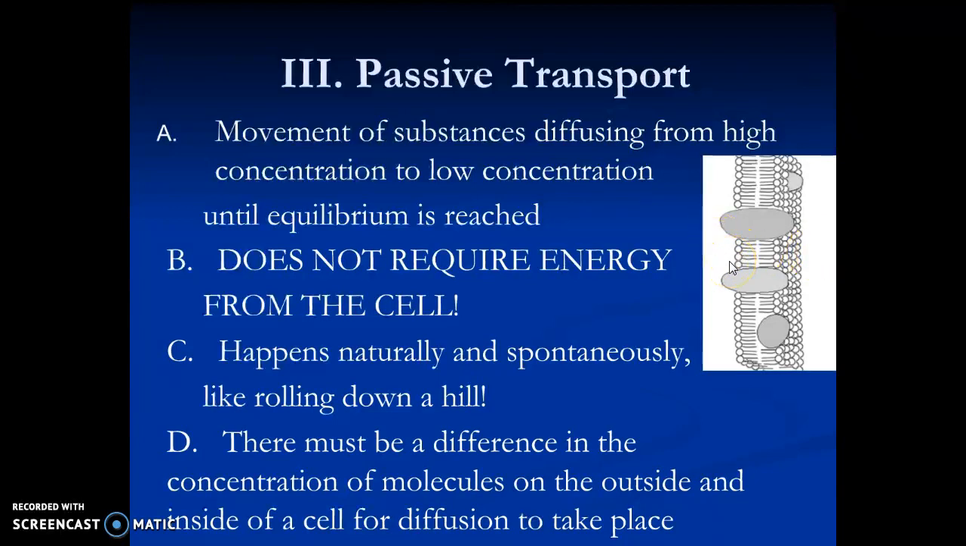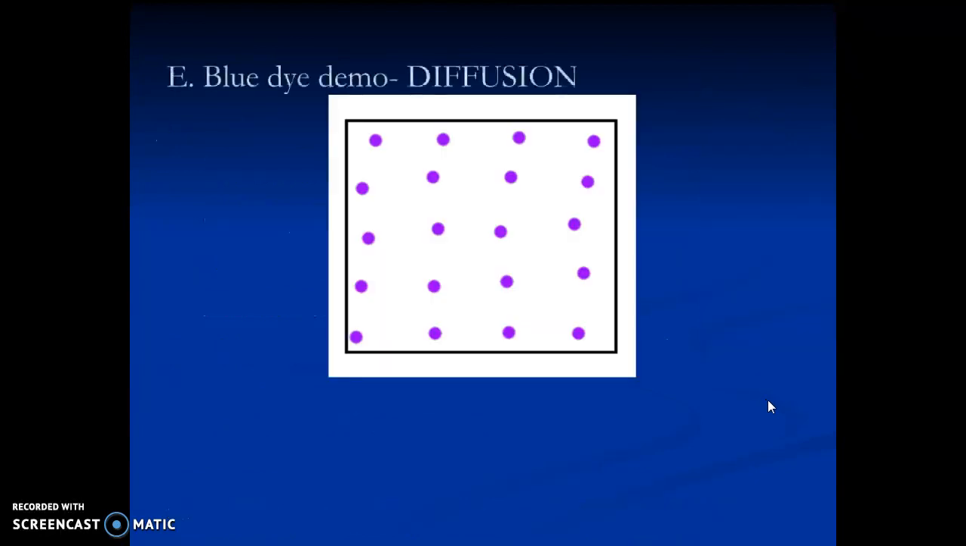It doesn't require any energy because it happens naturally, just like rolling down a hill. There has to be a difference in concentration for this to take place. So maybe jot down all of those for passive transport. There are 4 types of passive transport I want to talk to you about.